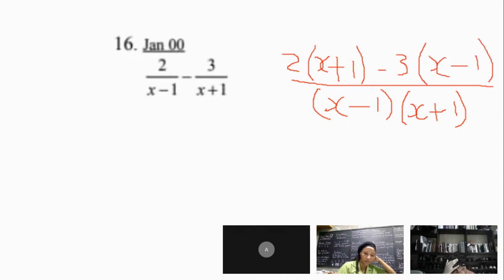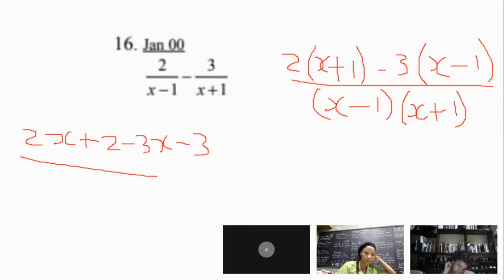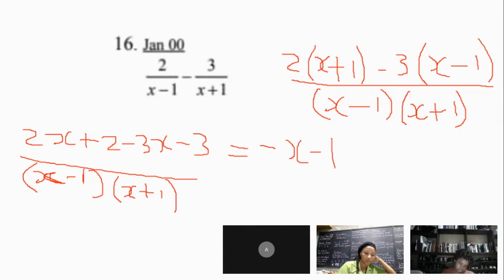All right. So it should be 2x plus 2 minus 3x minus 3. Okay, so the like terms are the 2x and the 3x. So 2x minus 3x gives you negative x. And positive 2 minus 3 gives you negative 1. So it should be negative x minus 1 over x minus 1 and x plus 1.